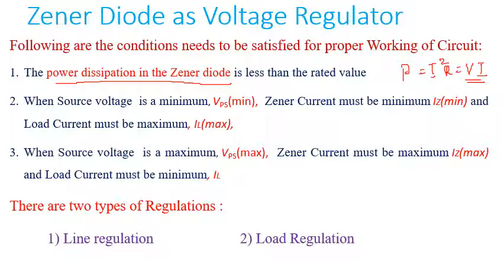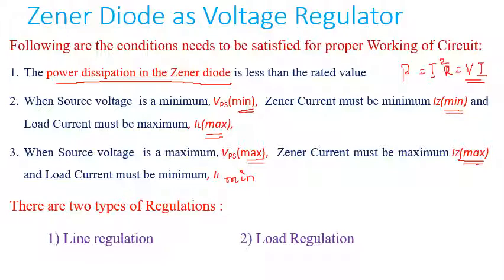Second point, when the source voltage is minimum, that is the applied voltage is minimum, Zener current will be minimum, and there will be more current passing through the load. When the source voltage is minimum, Zener current should be minimum and load current should be maximum. When source voltage is maximum, it's vice versa. Zener current should be maximum, and minimum current flows through the load, that is IL minimum.